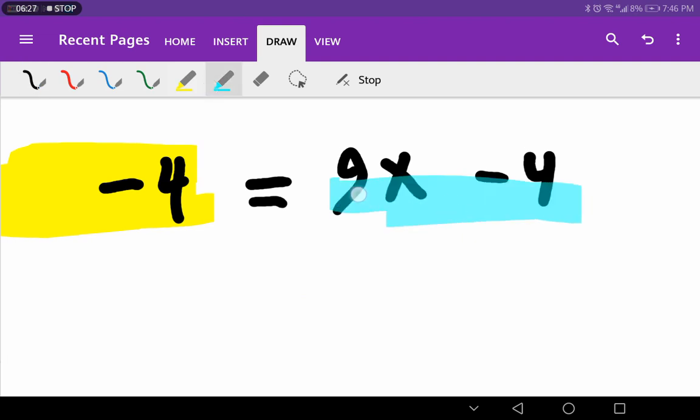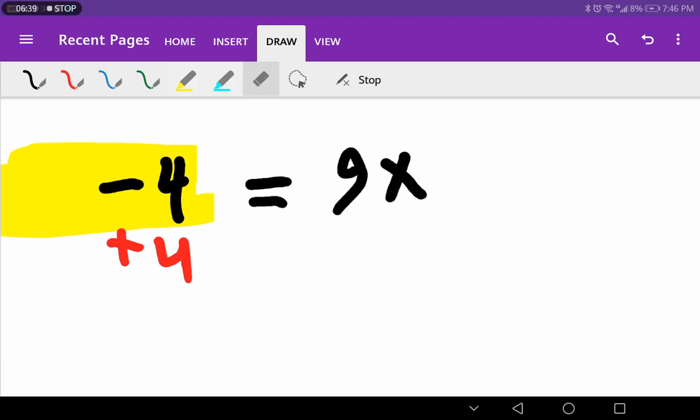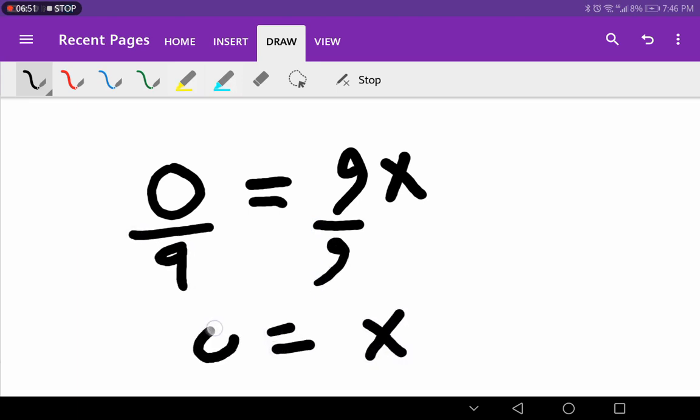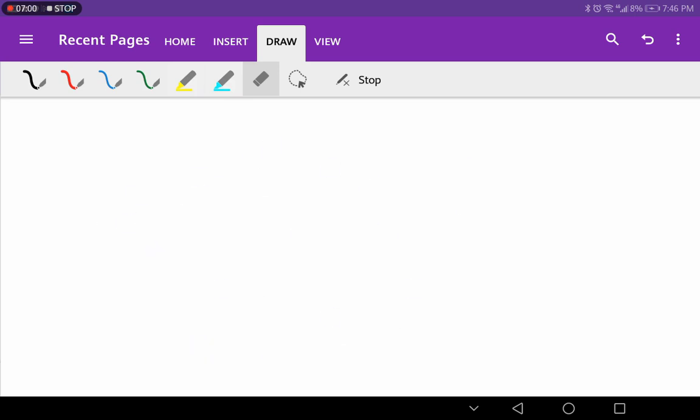You know how to solve it, yes? Plus 4 plus 4 and this is eliminated. 9x equals 0. So x, divide by 9, divide by 9, x equals 0, because if you divide 0 by any number, you get 0. Okay, my dear student, are you happy till now? I hope so. Now let us take this equation, my dear student.